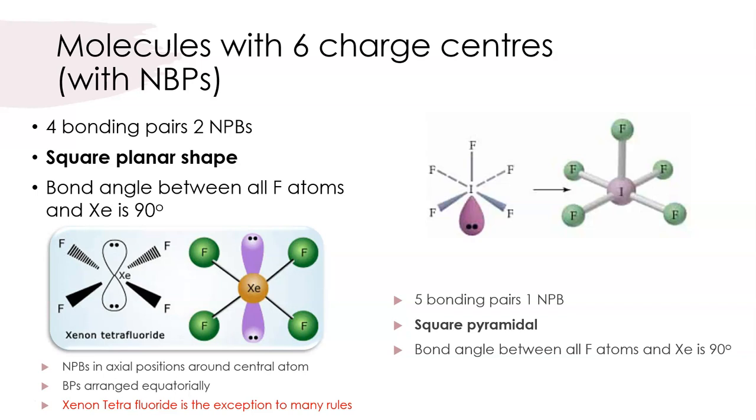So if we look at molecules that have 6 charge centers with non-bonding pairs, we can have 4 bonding pairs and 2 non-bonding pairs around the central atom. This gives us a square planar complex where each of the bonding pairs is in a plane at 90 degrees to each other around the central atom, with the non-bonding pairs now taking positions above and below the plane. We refer to these as axial positions when they are above and below. And then the bonding pairs are what we call equatorial, around the central atom at that midpoint.